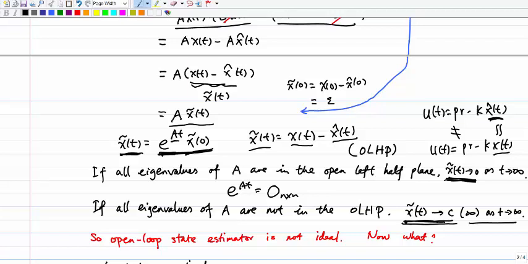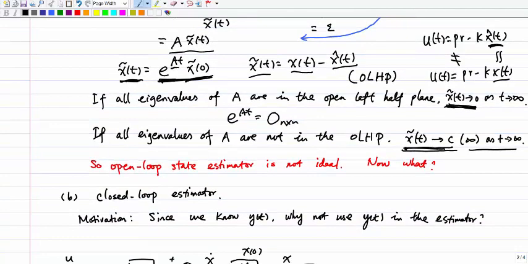So what can we do? The second case is called the closed loop estimator. One problem with the open loop estimator is that we haven't used y, even though we know y t, the output. We never use it. The motivation is, since we know y t, can we use y t to close the loop? That's the idea of a closed loop estimator.